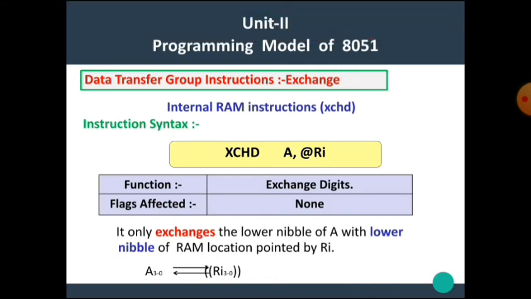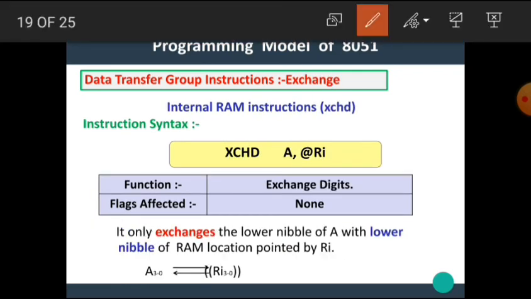For example, here A0 to 3 is exchanged with Ri0 to 3.